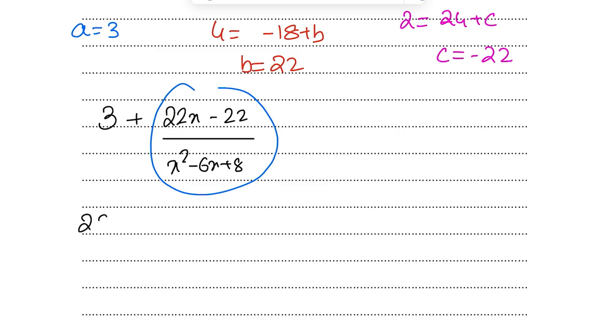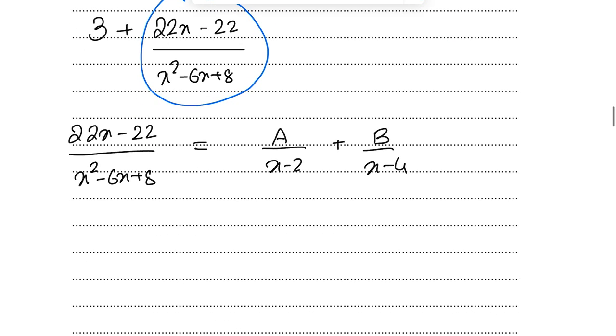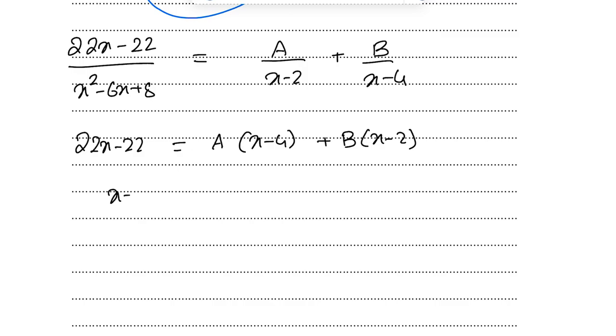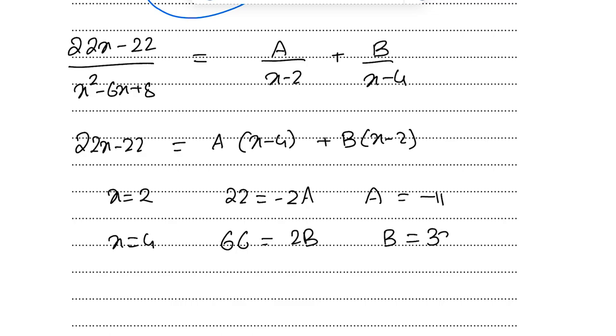So what should I do there? 22x minus 22 upon x square minus 6x plus 8 equals A upon x minus 2 plus B upon x minus 4. So 22x minus 22 equals A times (x minus 4) plus B times (x minus 2). Now x equals 2, so 22 equals negative 2A implies A equals negative 11. Then x equals 4, 66 equals 2B, B equals 33.